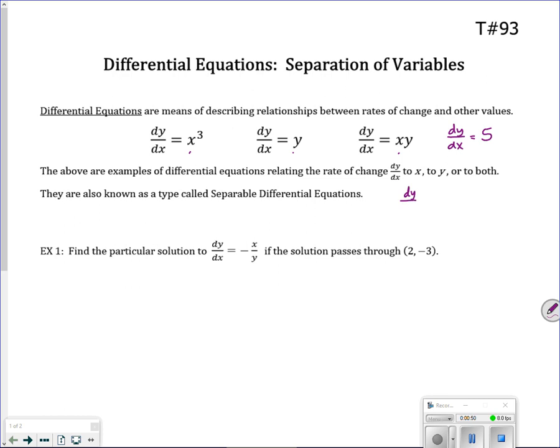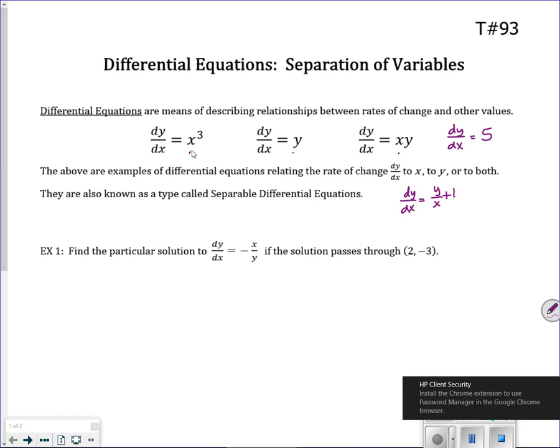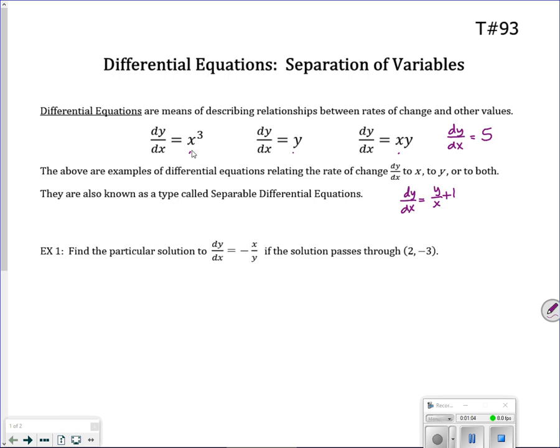An example would be like dy/dx equals y minus x plus 1. In other words, if I try to get all the things with y on one side and all the things with x's on the other, I wouldn't be able to do that. So that's what non-separable means. Our class is limited to separable differential equations.